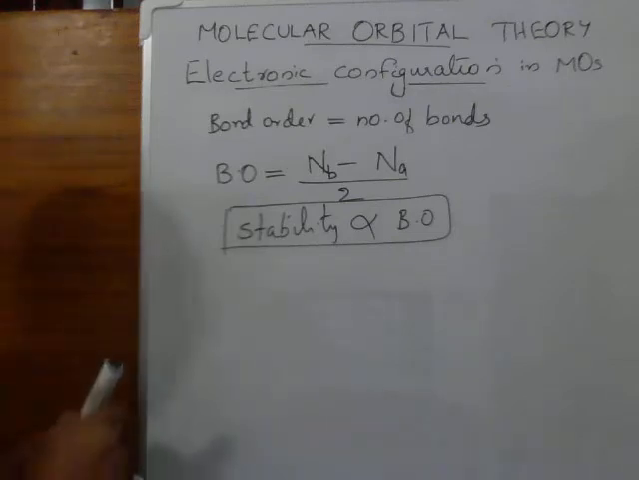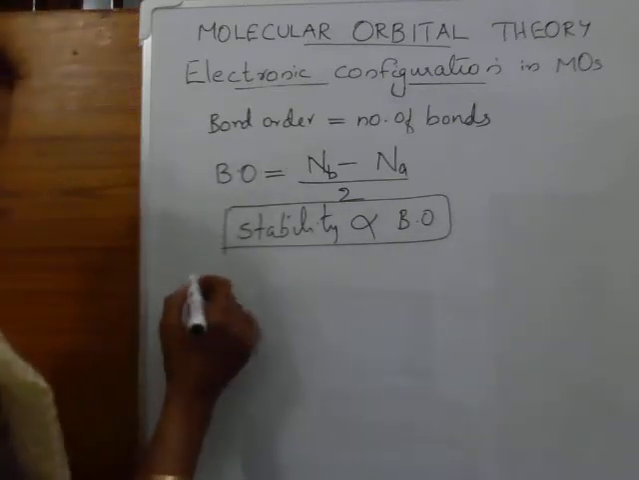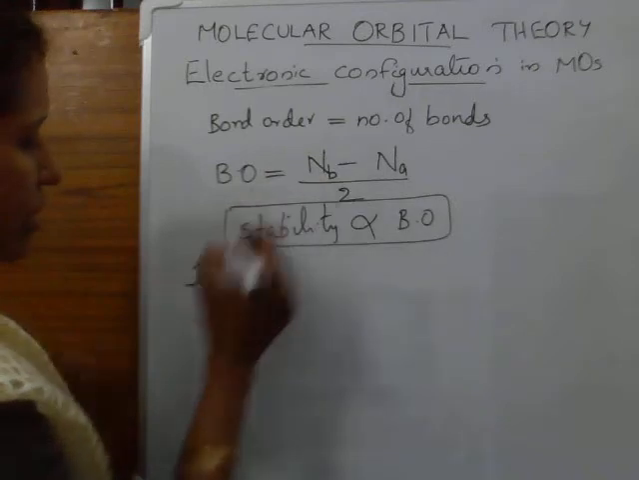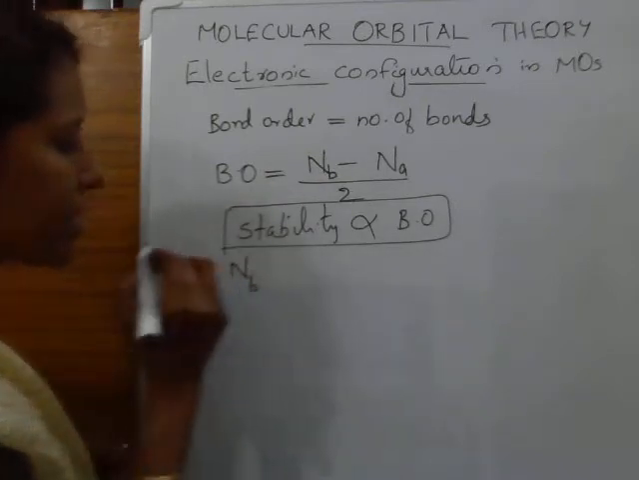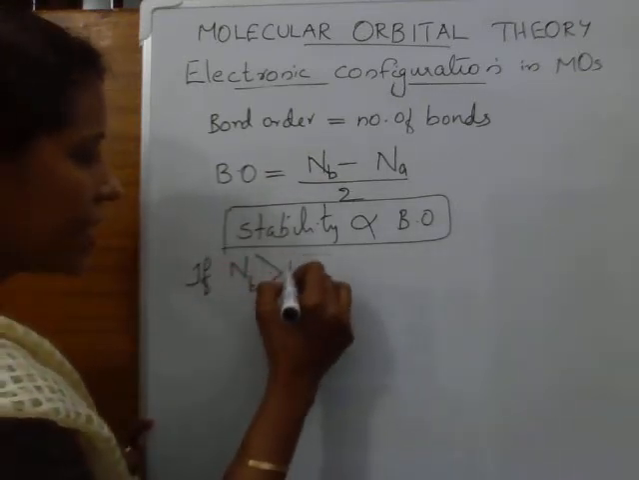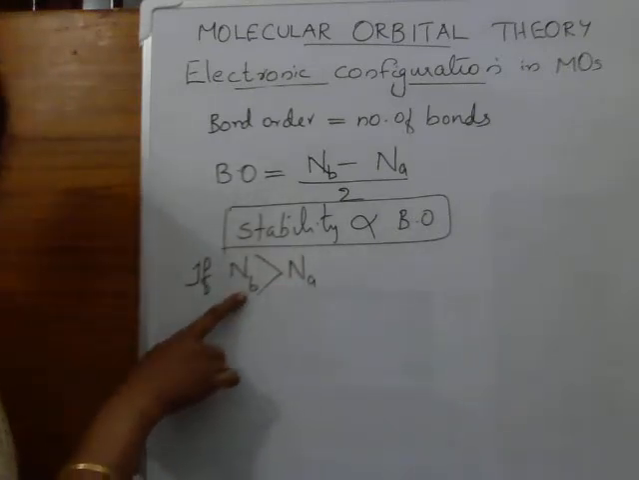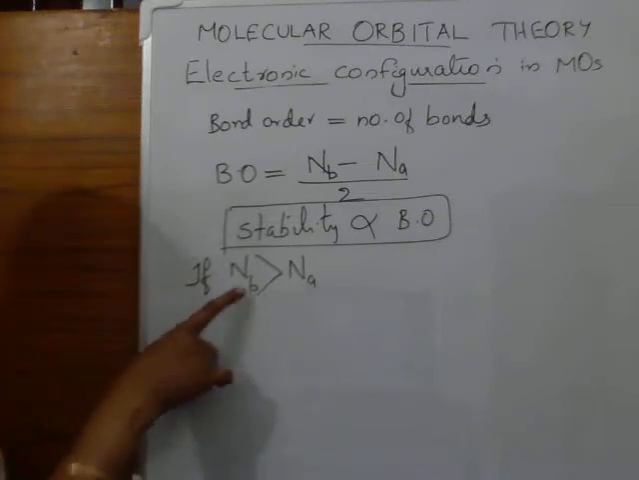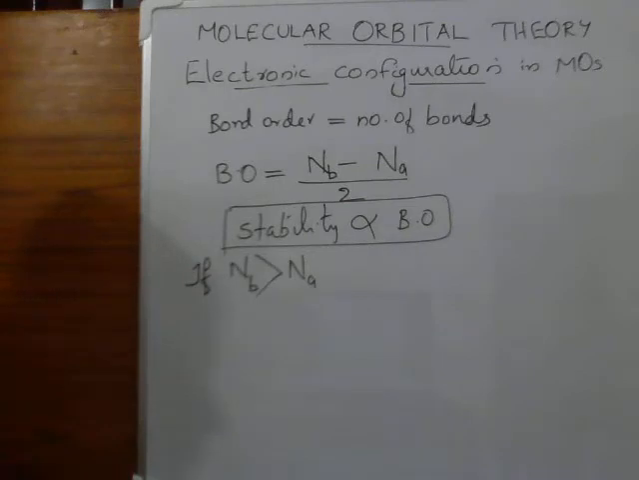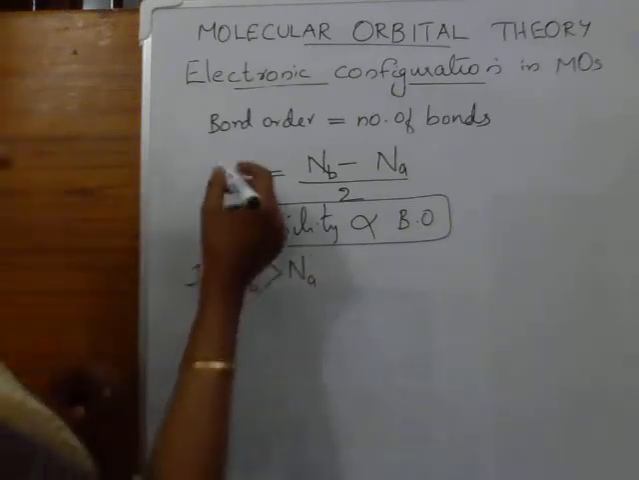If the bond order is positive, that is, if in this equation the number of electrons in bonding MOs is greater than the number of electrons in anti-bonding MOs, bonding molecular orbitals are more stable. They have lower energy and hence are more stable. If more electrons are present in stable bonding MOs than anti-bonding MOs, what will be the bond order?